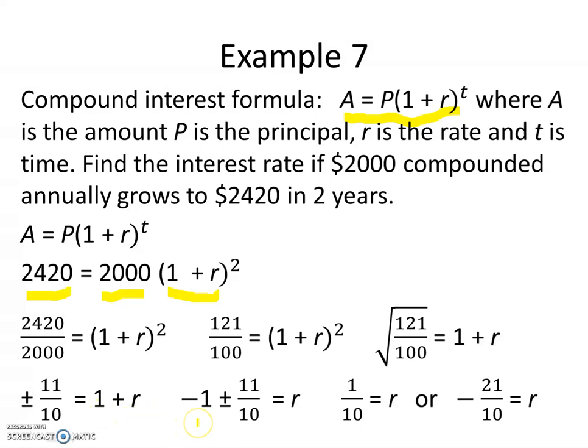Moving 1 to the other side, we get negative 1 plus or minus 11 tenths equals r. Now if we go the top route and do negative 1 plus 11 tenths, we get r equals 1/10. If we do the bottom route, we have negative 1 minus 11 over 10, and we find that it would be negative 21/10. We throw the second one out because we can't have a negative rate. That does not make sense. So our rate for sure is 1/10.